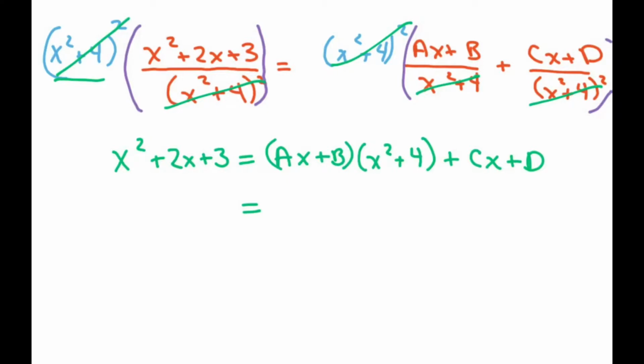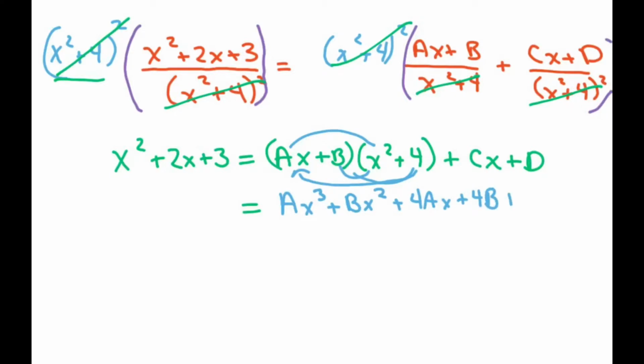And if I FOIL this out, you get ax cubed. And then I'm going to try to go in different order. Plus bx squared, because I want to go in order of the degree from greatest to least. So then we get 4ax, and then I get 4b. Then we get plus cx plus d.